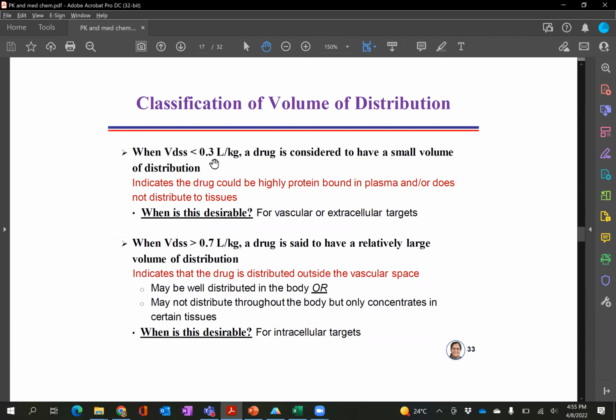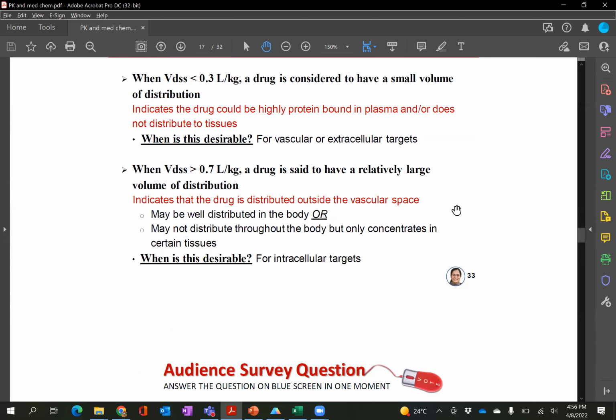They said when volume distribution is smaller than 0.3 liter per kg, a drug is considered to have a small volume distribution, indicating the drug can be highly protein bound in plasma, so it does not distribute to tissue. This is desirable for extracellular targets or vascular targets, right? So that's when it's desirable, highly plasma bound.